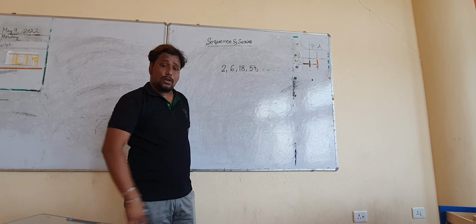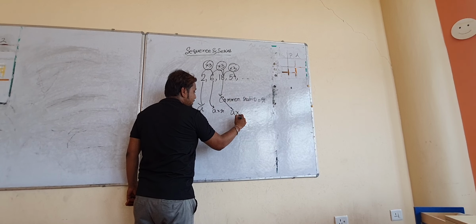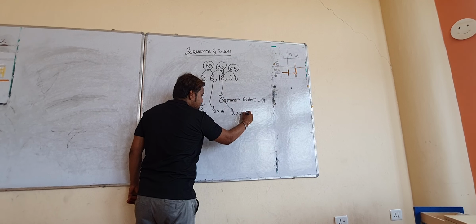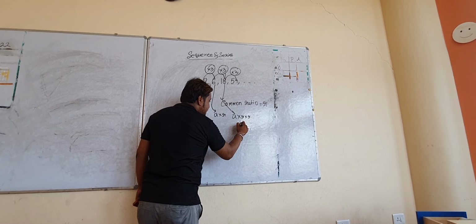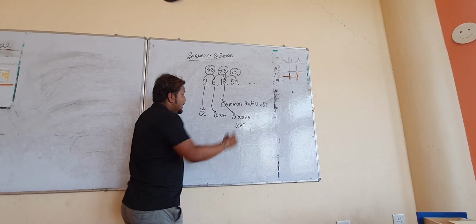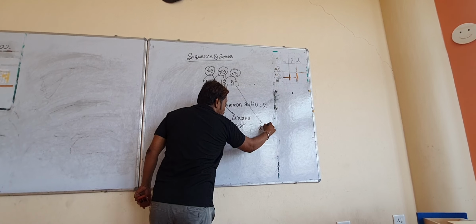As in the previous case, here also we are considering the first term as A. Now, how did I get the second term? A into R, right? So the first term will be A, the next term will be first term into the common ratio. Multiplying by the common ratio again, we can write it as AR square. Here we can write it as AR cube.